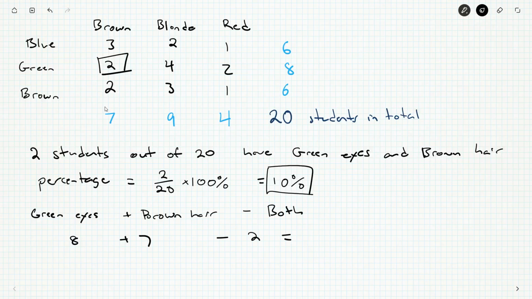Or you could say, well, it needs to be the blue and brown, so that's 3. The green and brown, that's 2. The brown and brown, that's 2. The green and blonde, that's 4. The green and red, that's 2. Add all those up. We're still going to get 13.